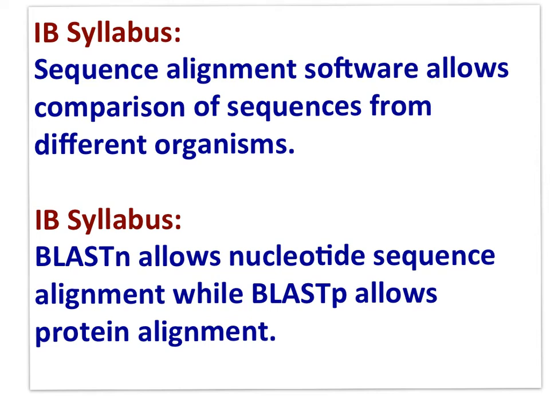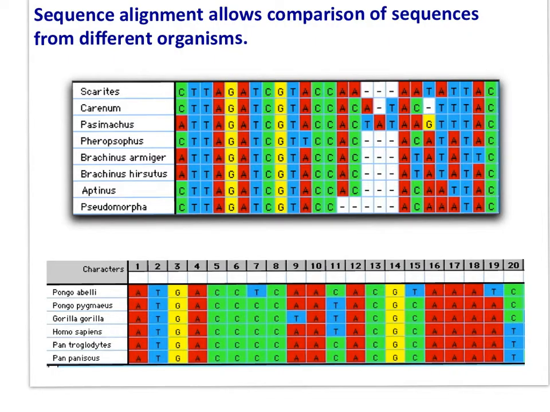Sequence alignment software allows comparison of sequences from different organisms. You should remember from Part 9 that BLAST-N allows nucleotide sequence alignment, while BLAST-P allows protein alignment. Sequence alignment describes the way of aligning DNA, RNA, or amino acid sequences to highlight or identify similarities between the sequences. Typically, gaps have to be inserted into sequences so that identical or similar nucleotides or amino acids are aligned in columns, as you can see in the example shown in this slide.